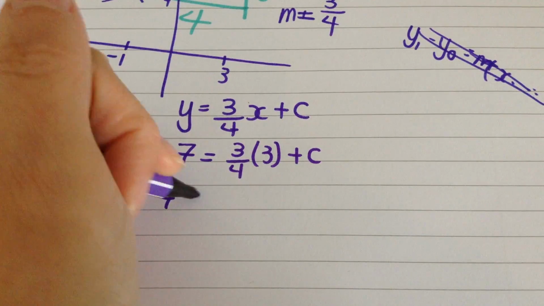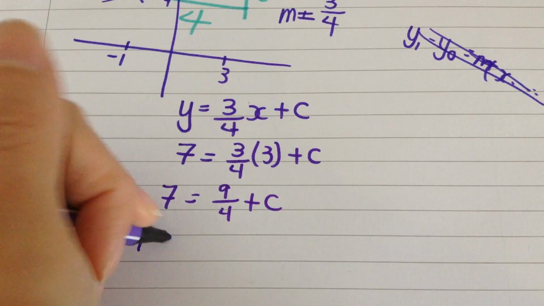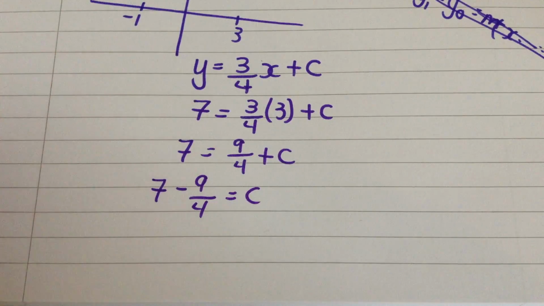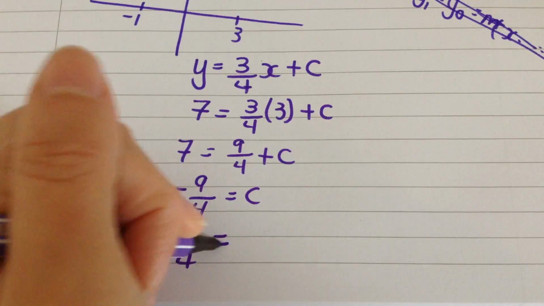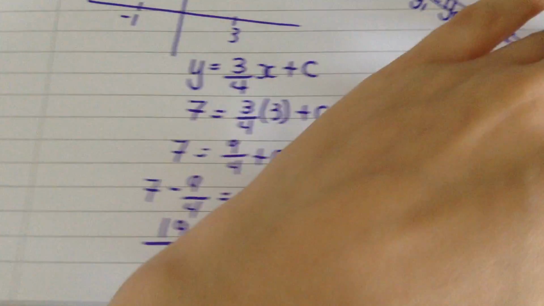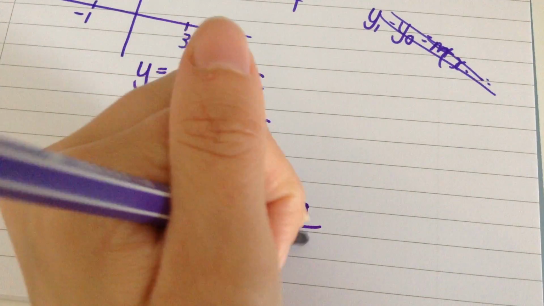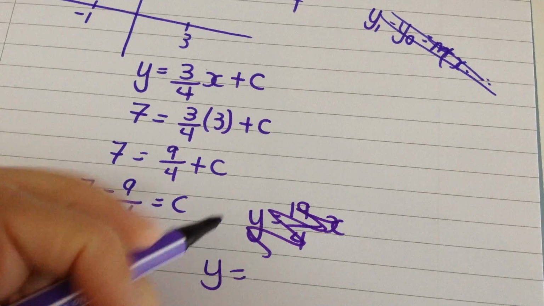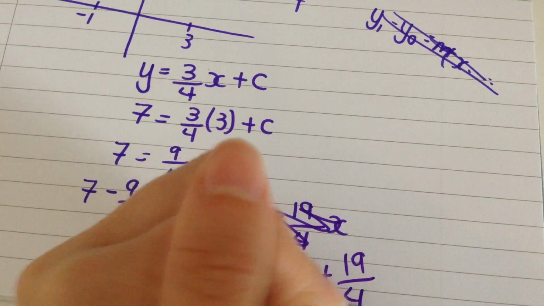So 7 equals 9/4 plus c. 7 take away 9/4 will equal c, and you have a calculator, so you don't even have to worry about working that out, but I'm pretty sure it's 19/4. I didn't even bring my calculator with me, so I'm going to have to do this. Oops, I wrote that wrong already. y equals 3/4 x plus 19/4. Okay.